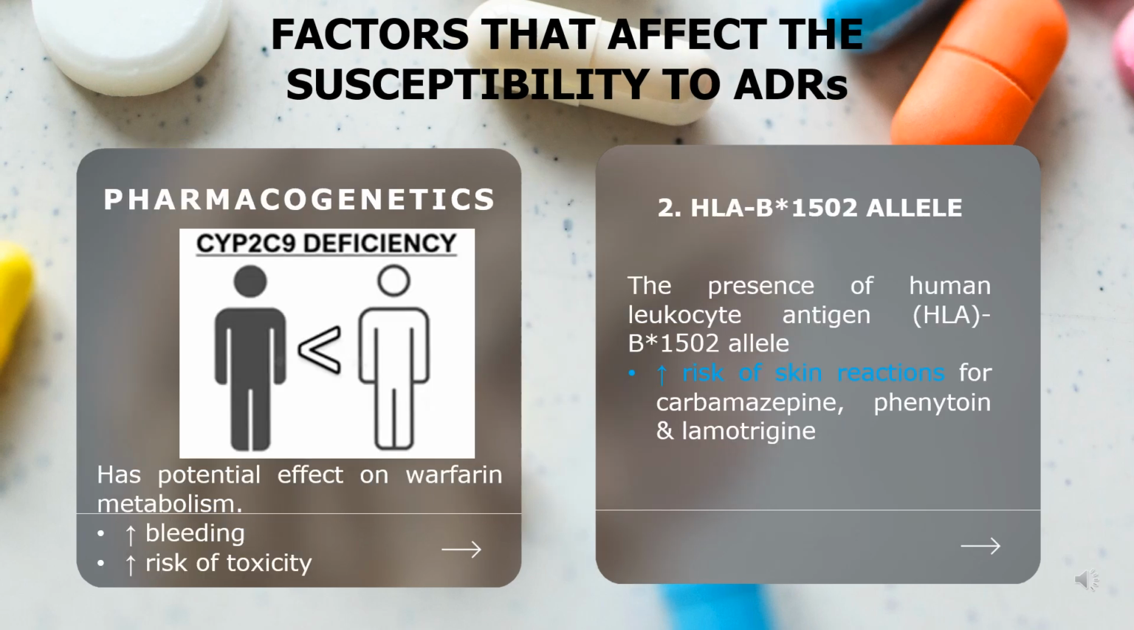Another factor is pharmacogenetics. For example, a patient who has CYP2C9 deficiency may have a potential effect on warfarin metabolism, which can cause increased bleeding and also increased risk of toxicity.